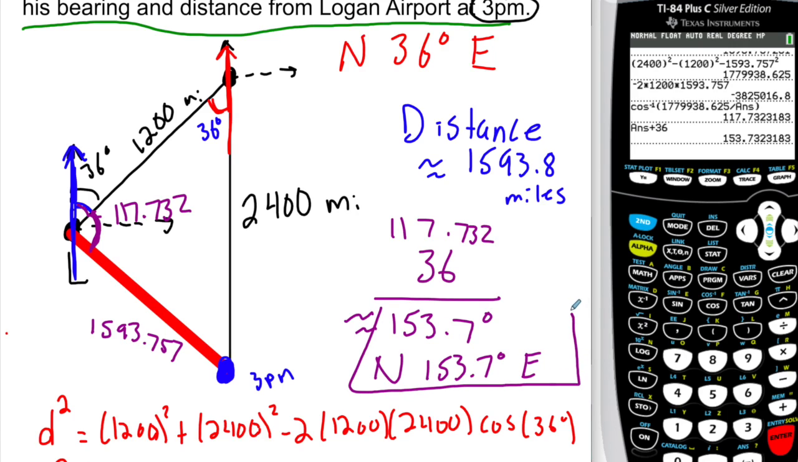Okay, that's the bearing. And again, you can see that if I set up my north, south, east, west like I'm doing here, I'm looking up and then swinging a total of 36 plus 117.732. So that is the bearing. The distance is about 1593.8 miles. And that's how we do it.